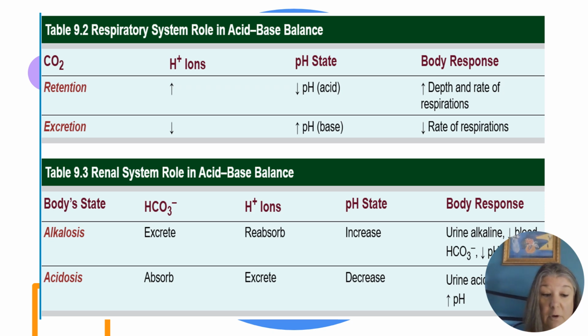This is slide 69, table 9.2 and 9.3. 9.2 talks about the respiratory system, the role it plays in acid-base imbalance, and then it compares it to the renal system. All right, so this is a really nice slide. I love having all these tables next to each other so that you can really compare and contrast what is affecting what. All right, so that is acid-base balance and electrolytes.